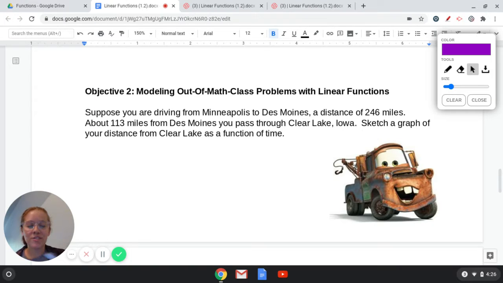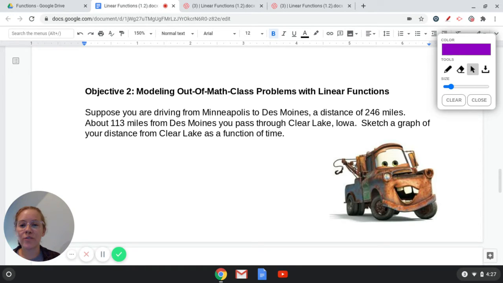Right, now let's just model a situation. One of the key ideas here is drawing graphs that represent your distance compared to time, because in the future we will compare graphs from distance to time, to velocity compared to time, and then to acceleration compared to time. These are all calculus concepts, so this is just kind of laying the groundwork for that.